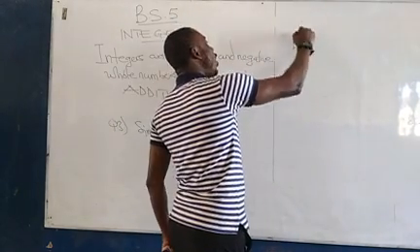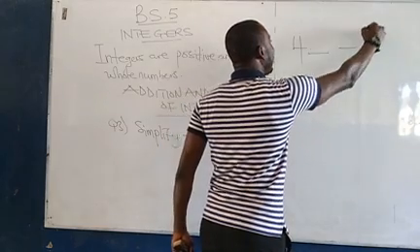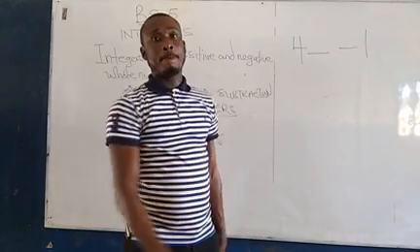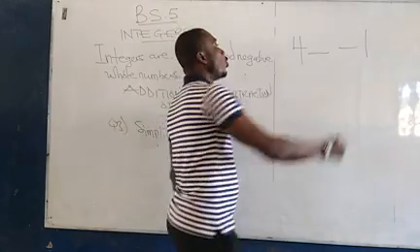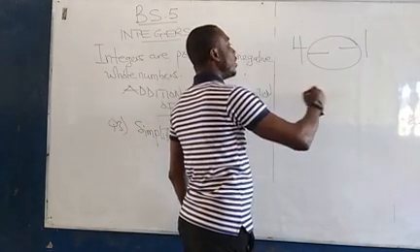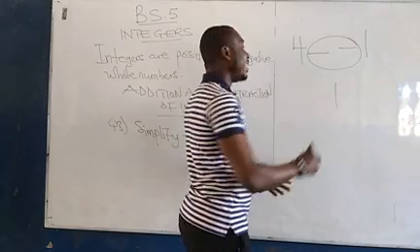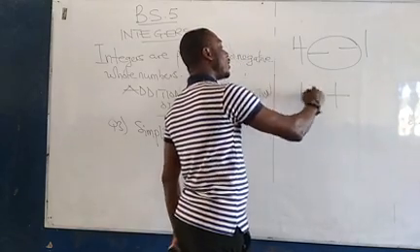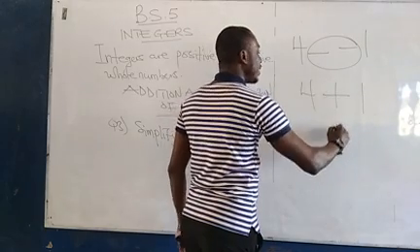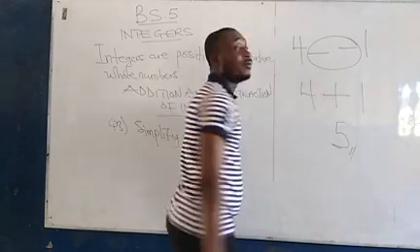I have 4 minus negative 1. 2 negatives in between. So the rule says when you have 2 negatives in between 2 numbers, you tend to what? Addition. So that becomes 4 plus 1. And that gives us what result? 5.